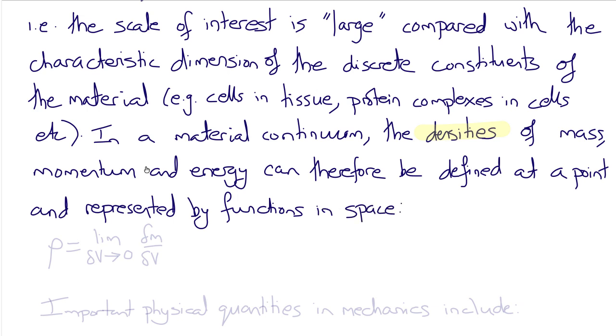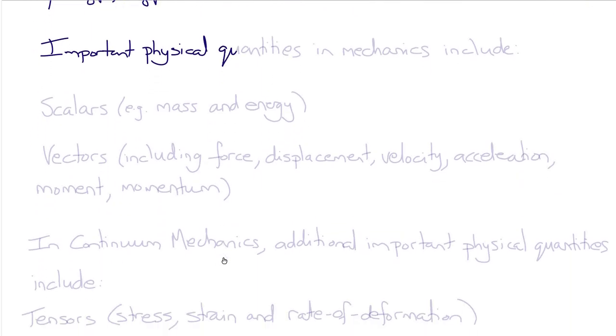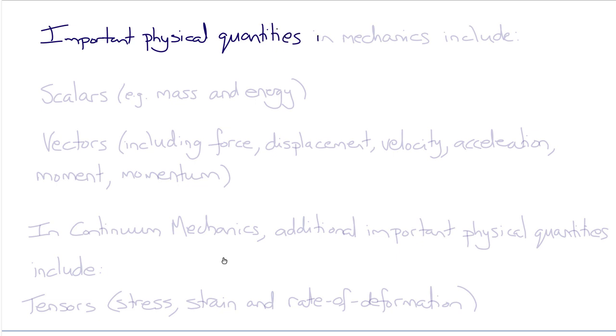So for example, mass is not a property of a point, but density rho is the limit as the volume delta V tends to 0 of delta M over delta V, where delta M is the mass contained within delta V. So although a point doesn't have mass, it can have mass density, and we can have a continuous function.